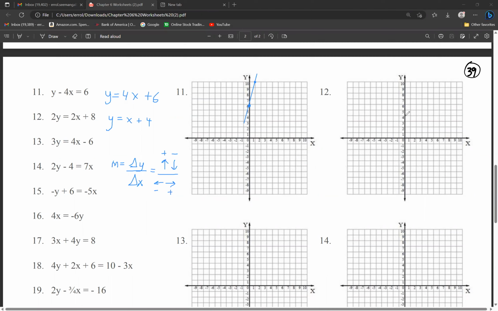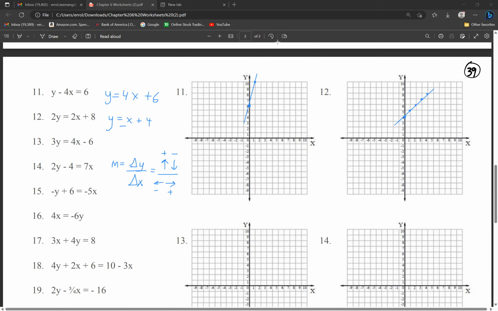Where's the first dot? 0, 4. Where's the second dot? Up 1 and to the right 1. Yep, exactly. Up 1 to the right 1. Let me do that one again. Up 1 to the right 1, up 1 to the right 1, up 1 to the right 1. Just connect these. Okay.